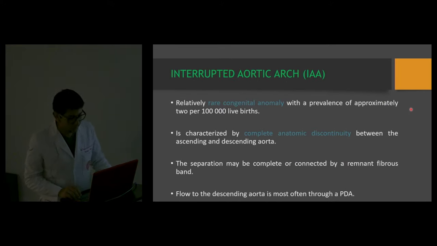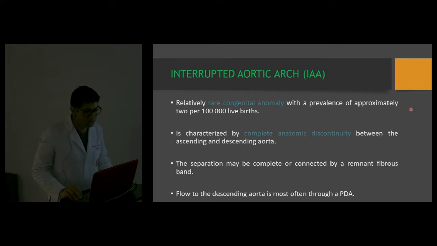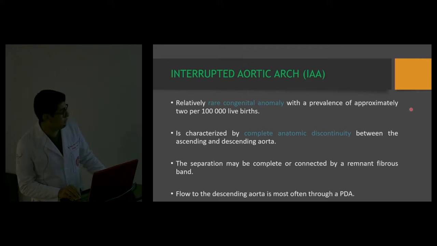The interrupted aortic arch is a relatively rare congenital anomaly with a prevalence of approximately 2 per 100,000 live births. It's characterized by complete anatomical discontinuity between the ascending and descending aorta. This separation may be complete or connected by a remnant fibrous band. The descending aorta is most often supplied through a PDA.